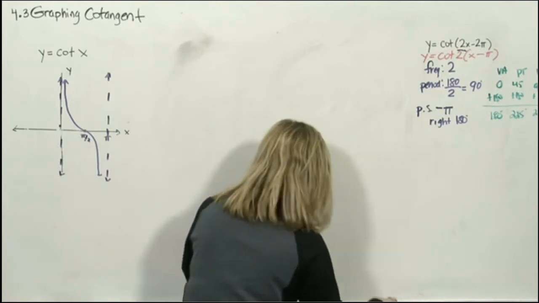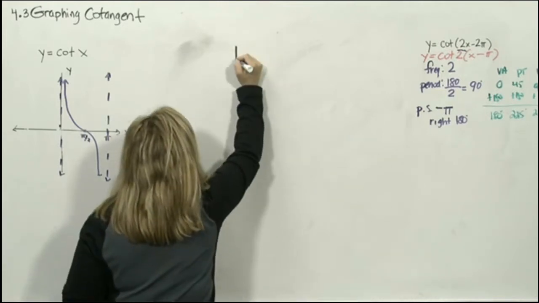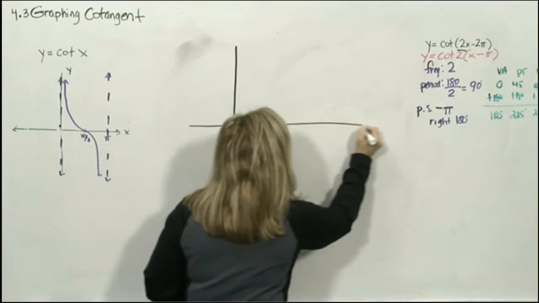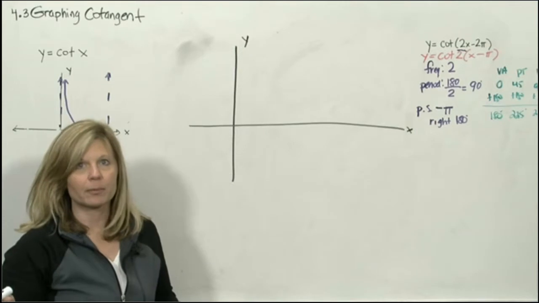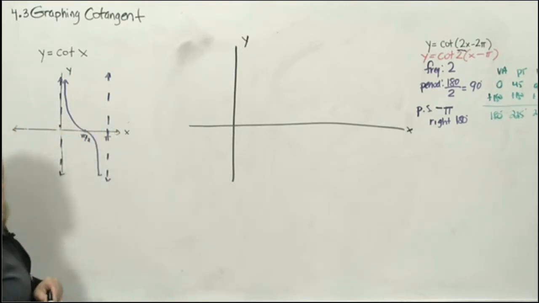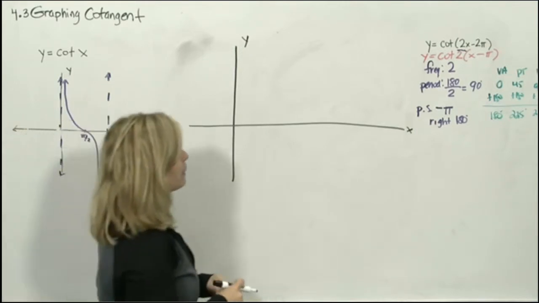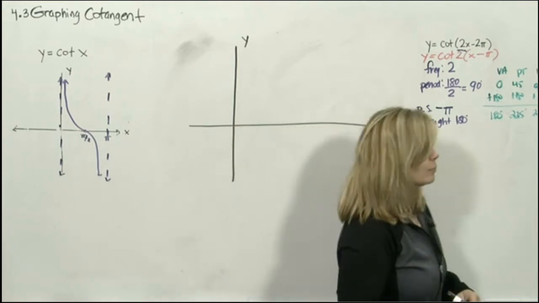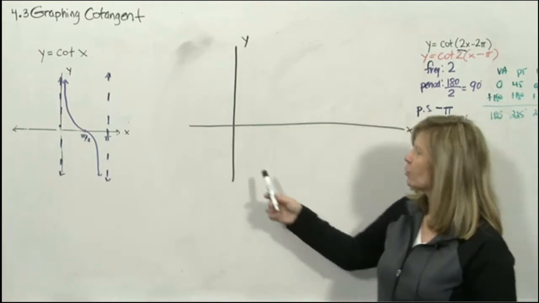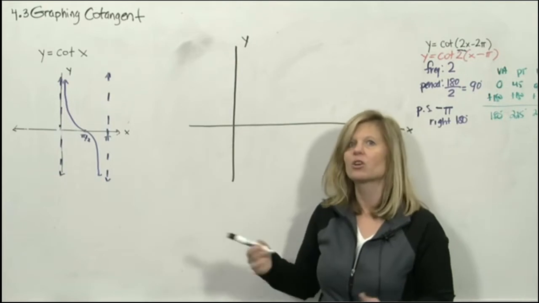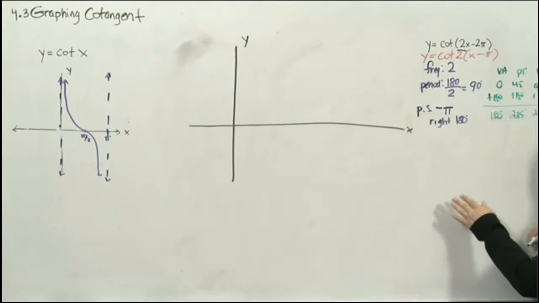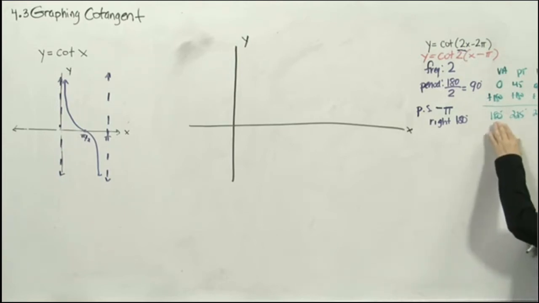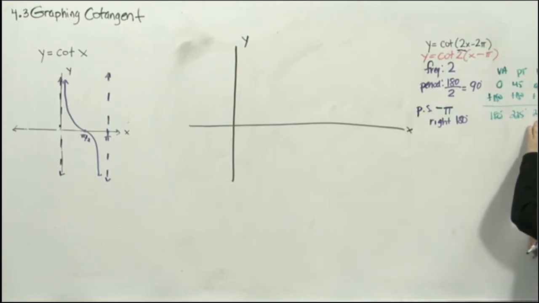Okay, let me get a big XY axis. Okay, this looks much better on graph paper. I'm just drawing it freehand, but you should really be using graph paper. So, when we graph cotangent, we don't need to set up the y-axis at all because there's no height, there's no amplitude. We don't have to worry about that. We do have to set up the x-axis. We got to set it up with 180, 225, and 270.